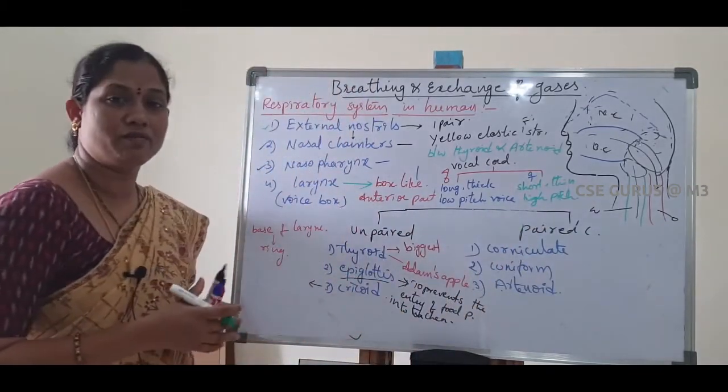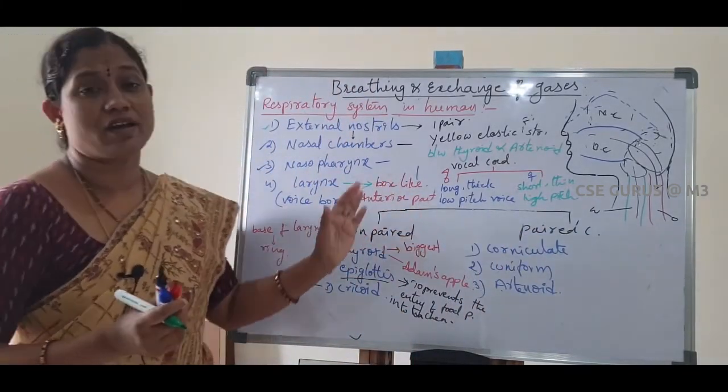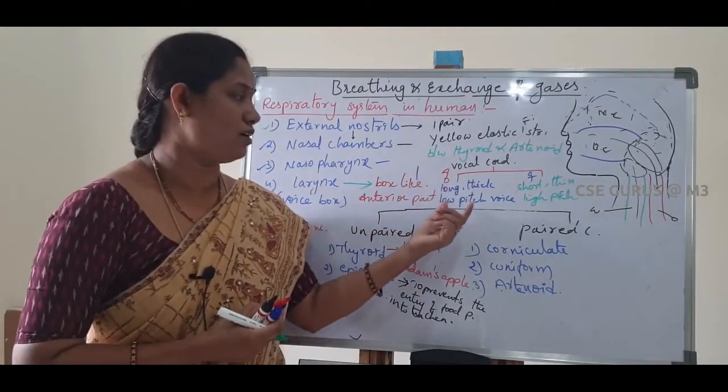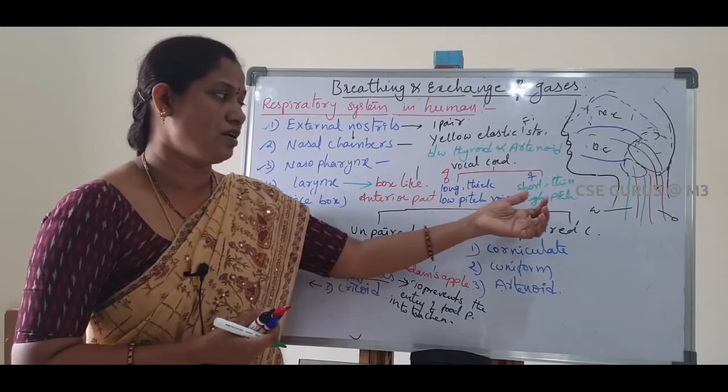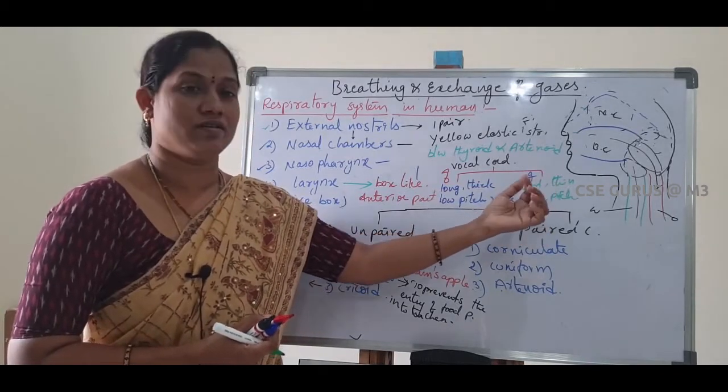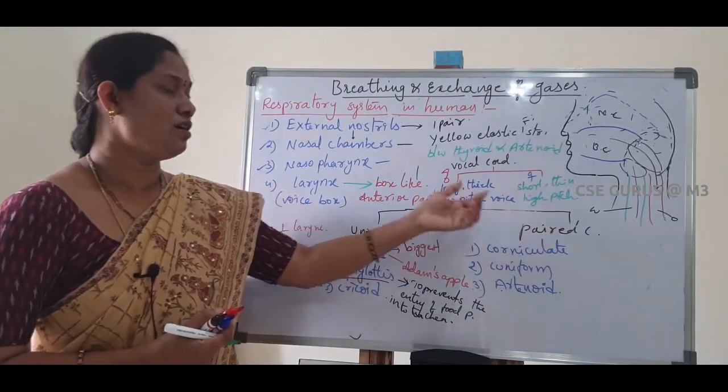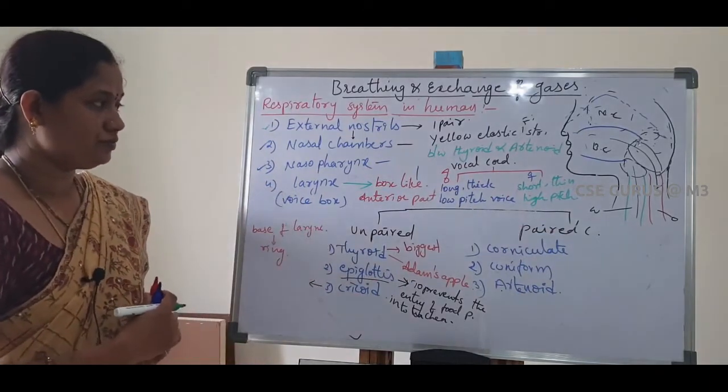So vocal cords are different in males and females. In males, they are long and thick, so they produce a low pitch voice. In females, they are short and thin, so they produce a high pitch voice. So these are the vocal cords.